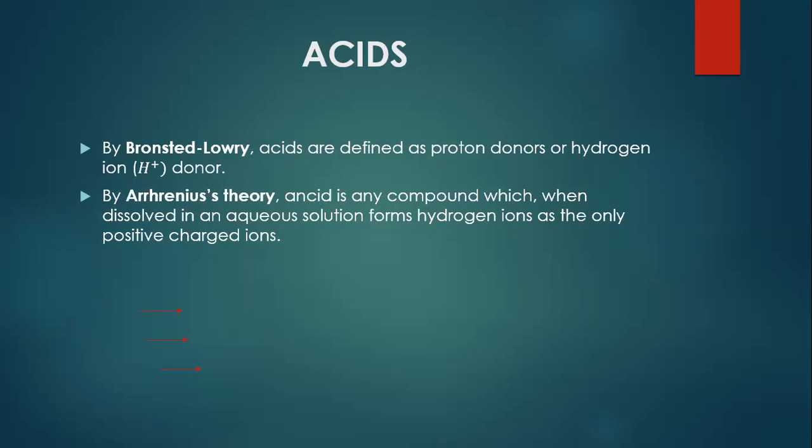Now, of these two definitions, one looks simpler than the other. The first one, proton donor. Now, this Arrhenius definition looks lengthy. It means the same thing as that of Bronsted-Lowry, the same thing. Because in the end, they all donate protons or hydrogen ions.